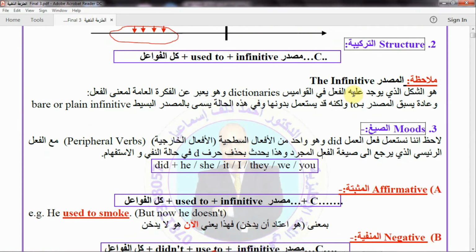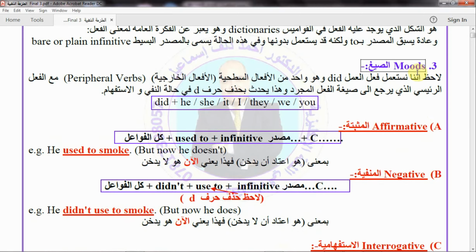the infinitive is the base form of the verb, the form that we find in dictionaries, the form that expresses the general meaning of the verb. The infinitive is usually preceded by the preposition to, but sometimes it is not preceded by to. In this case, we call it bare or plain infinitive.